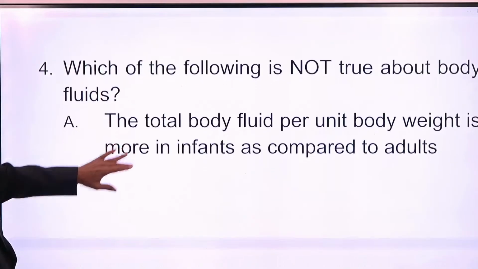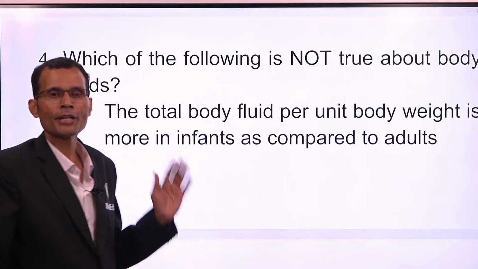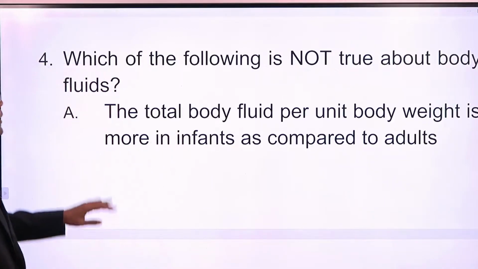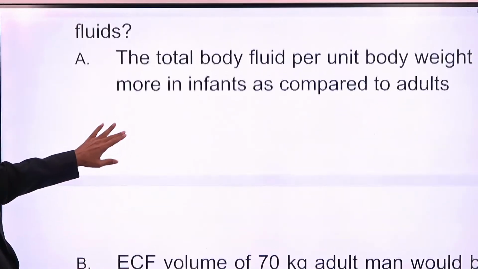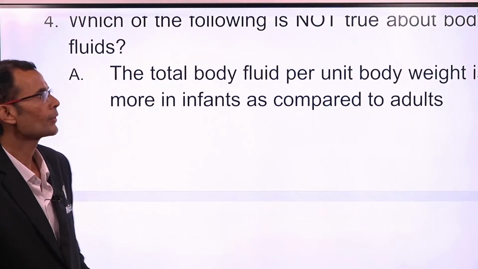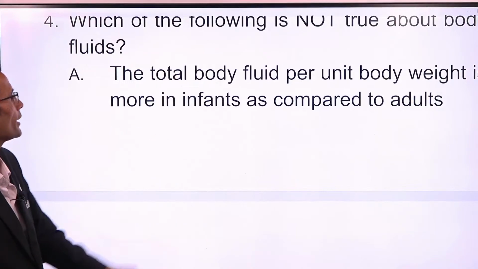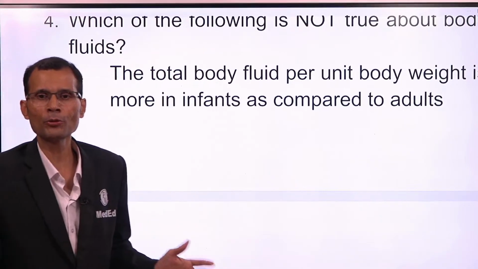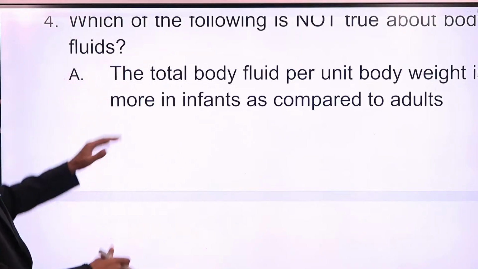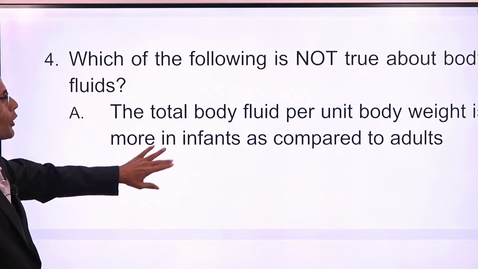Okay, next question. Which of the following is not true about body fluids? The total body fluid per unit body weight is more in the infants as compared to the adults. I repeat once again, the total body fluid per unit body weight is more in infants as compared to adults. Is that a correct statement? No, it's not correct. This is a false statement and therefore the first statement itself is the answer. Not true about the body fluids.